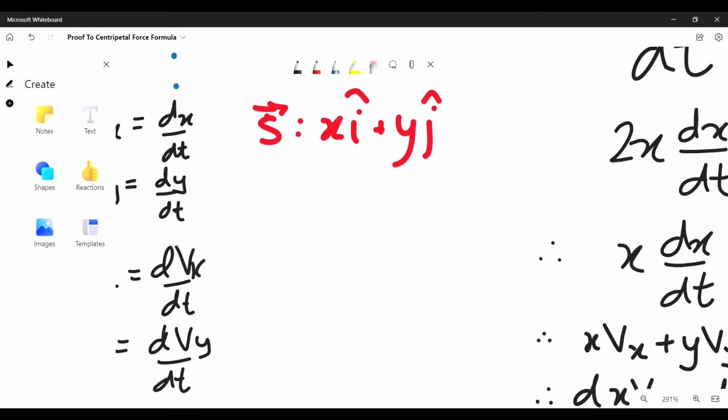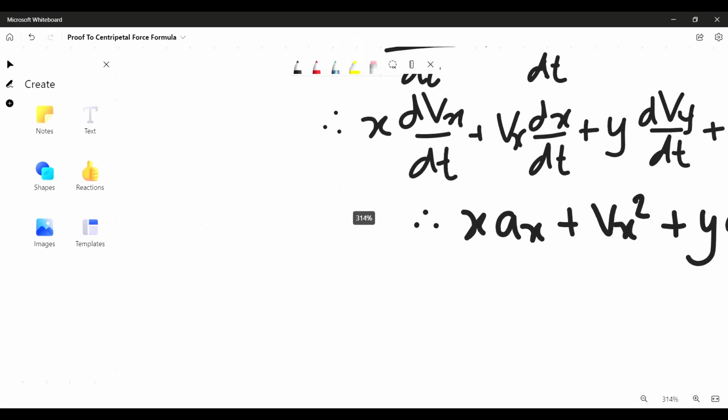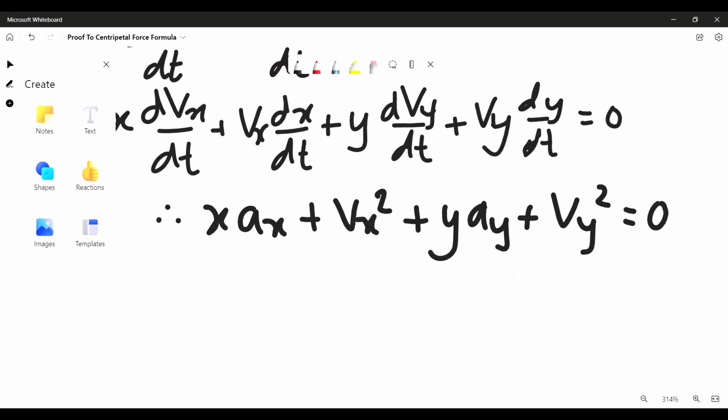And we know our acceleration vector is ax i plus ay j. Now here's the trick. If we look at our expression here, we can see something.